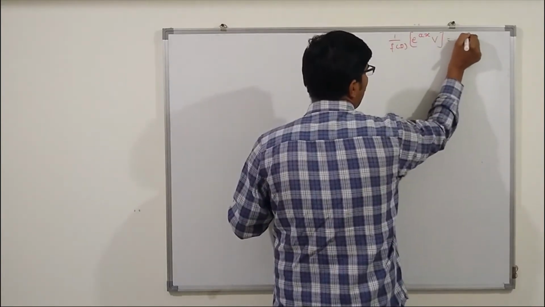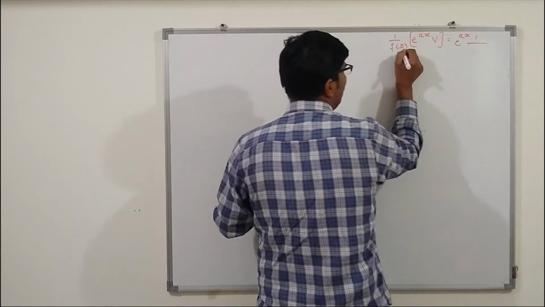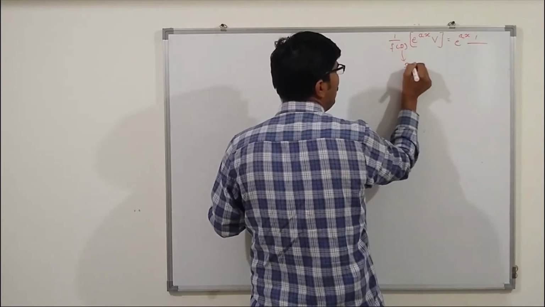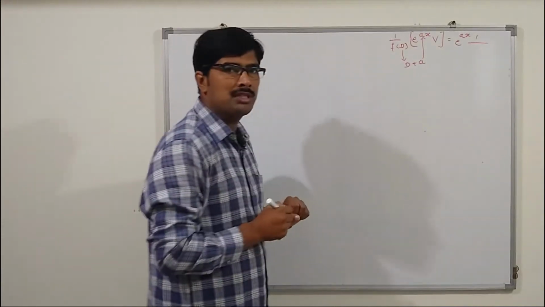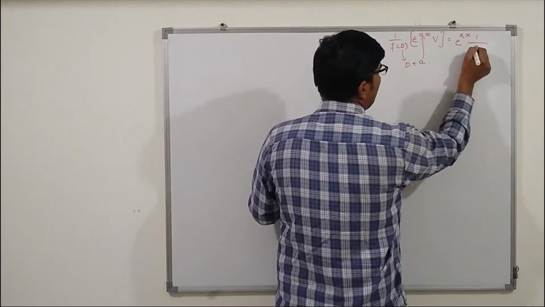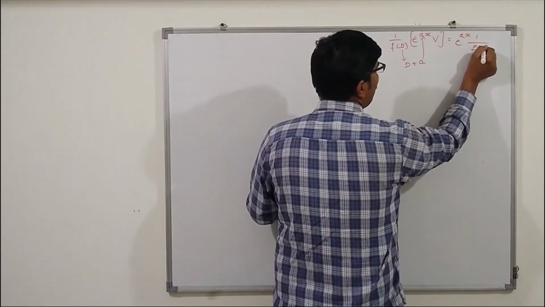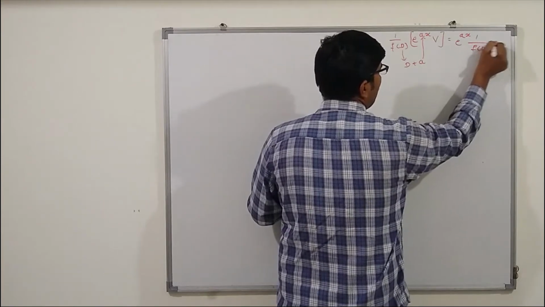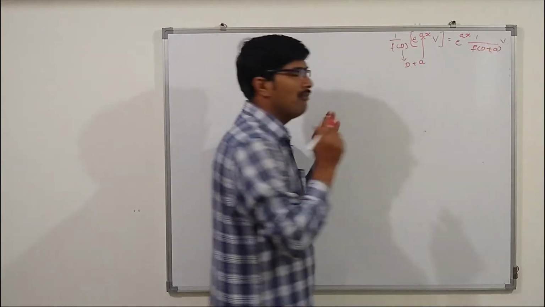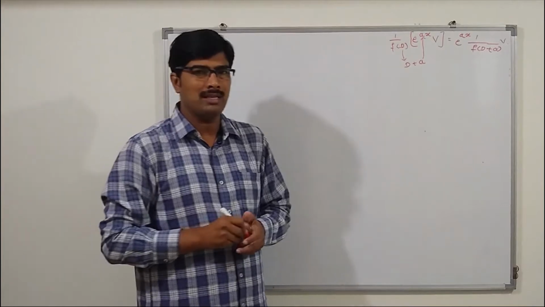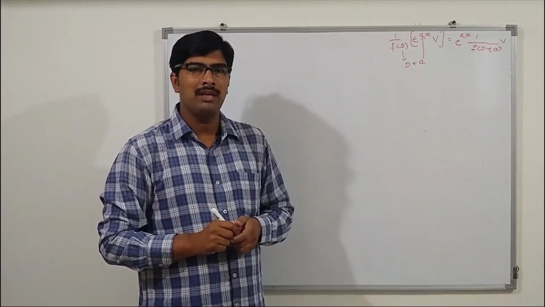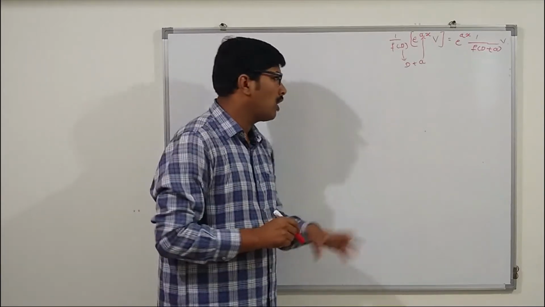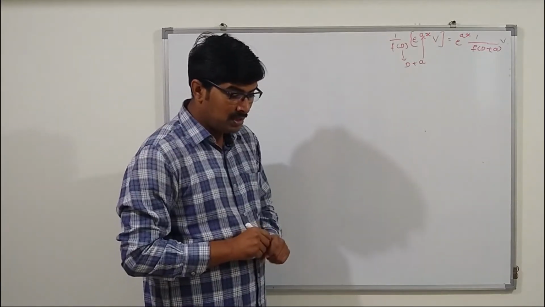To take e raised to ax outside, this D is replaced by D plus a, and a is obtained from the exponential function. So this D is replaced by D plus a, and the v function remains as it is, where v is a function of x. So this is the formula for particular integral of e raised to ax into v. Now we can solve some examples.